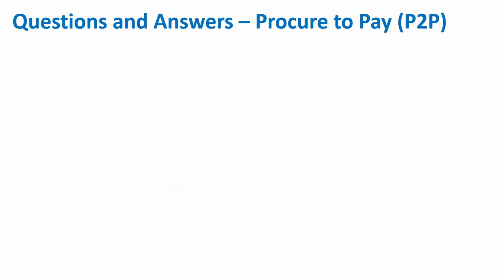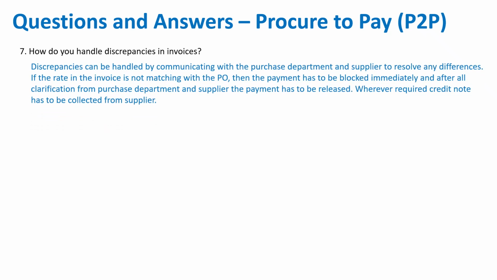Question number 7. How do you handle discrepancies in invoices? Discrepancies can be handled by communicating with the purchase department and supplier to resolve any differences. If the rate in the invoice is not matching with the PO, then the payment has to be blocked immediately. After all clarification from the purchase department and supplier, the payment has to be released. Wherever required, a credit note has to be collected from the supplier.